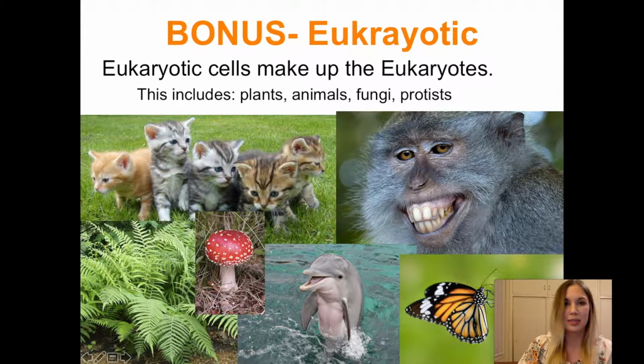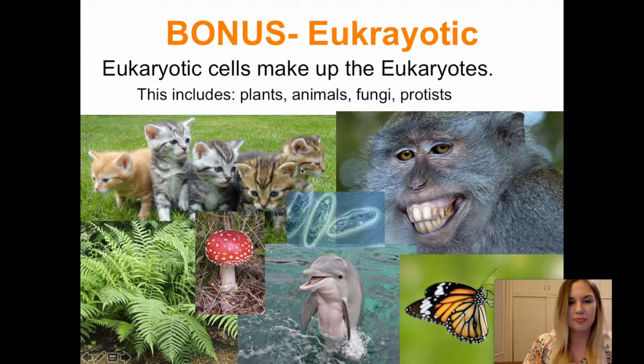If you've ever seen the mushrooms that grow in grass and you think it's super fun to kick them, those are the fungi. They are also eukaryotic cells. And then this is an example of a protist. So this is what they look like under microscopes. They are very, very tiny eukaryotic cells.